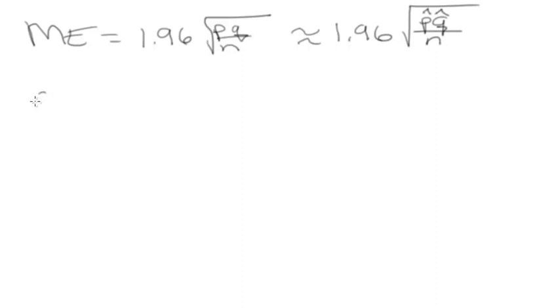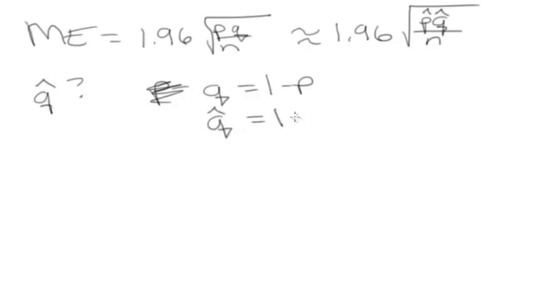Okay, what's q hat? Any guesses here? If q is equal to 1 minus p, what do you think q hat might be? It's 1 minus p hat. It's the complement of the sample proportion. So the way I think of this is p and q are buddies and they dress the same. p hat and q hat are buddies and they're both wearing their cute little hats there. So that's our margin of error.